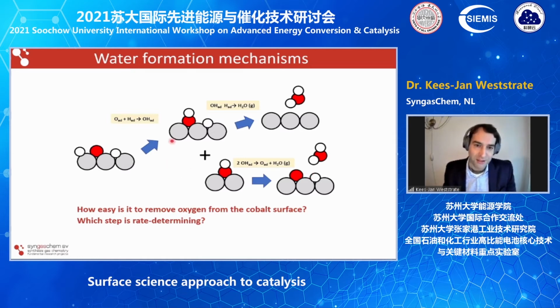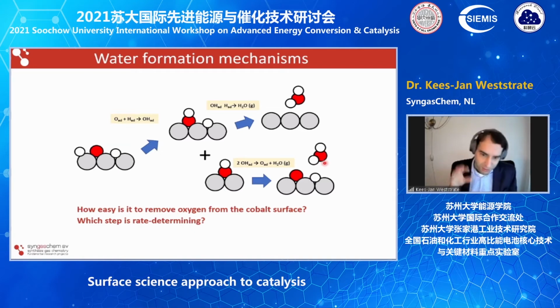So to remove the oxygen, we know it will react with hydrogen to form water, and this is a two-step process. The first step is to react to form OH species on the surface, and then the second step is that the OH species can react. Either they can react directly with the hydrogen, or instead you can have a mechanism where two OH species come together, a hydrogen is transferred so that you have one oxygen and one water molecule in the gas phase.